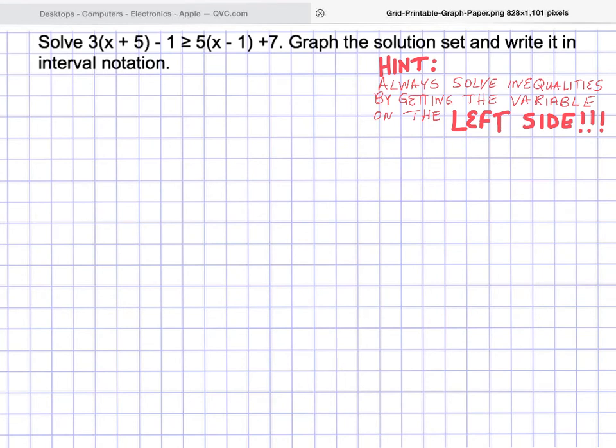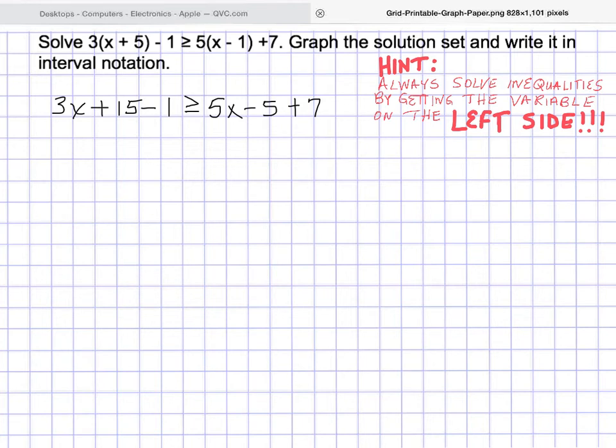I keep putting the hint: always solve to get your variable on the left. We want the variable on the left. So let's go. I'm going to simplify it as I go. 3 times x plus 5, so we get 3x plus 15 minus 1 is greater than or equal to 5x minus 5 plus 7. Okay, I distributed on the left, distributed on the right.